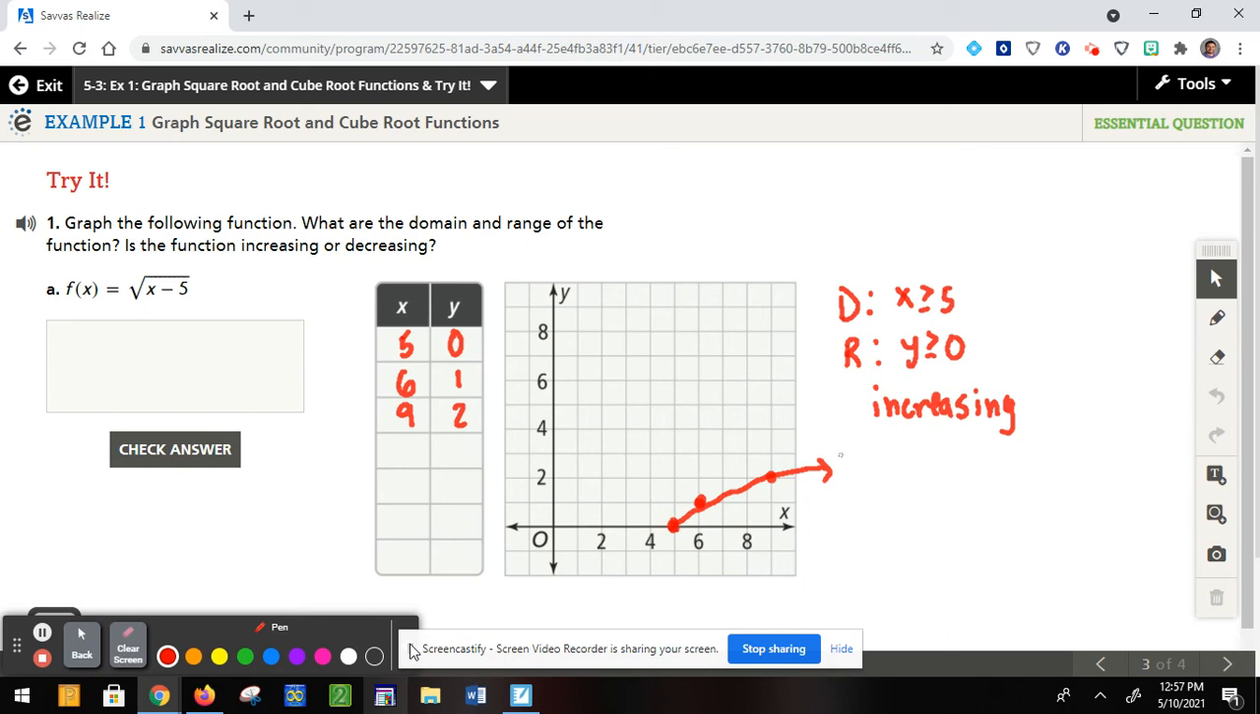It starts here, curves out. The domain is all x values greater than or equal to 5. The range is all y values greater than or equal to 0. And this is an increasing function.